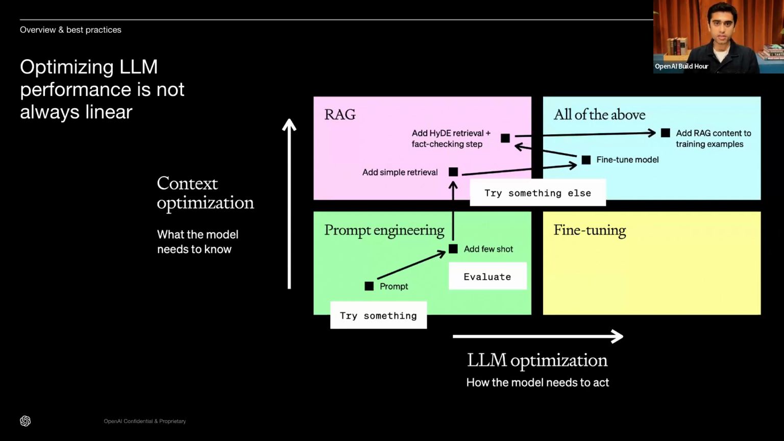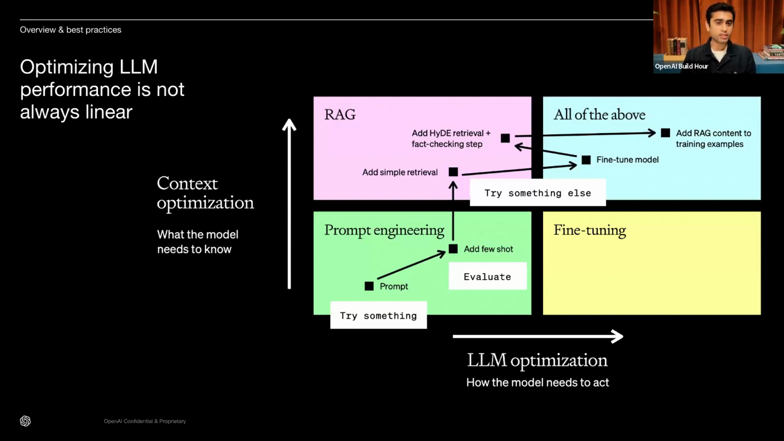So the diagram here is the most classic optimization flow that most of our customers end up taking when thinking about optimizing the performance of LLMs along these two different axes, which is context optimization and LLM optimization. And again, this is a hypothetical example, and the exact journey you take will depend on your use case. But most people would start with the bottom left, which is prompting, since that's the simplest and very quick to iterate.